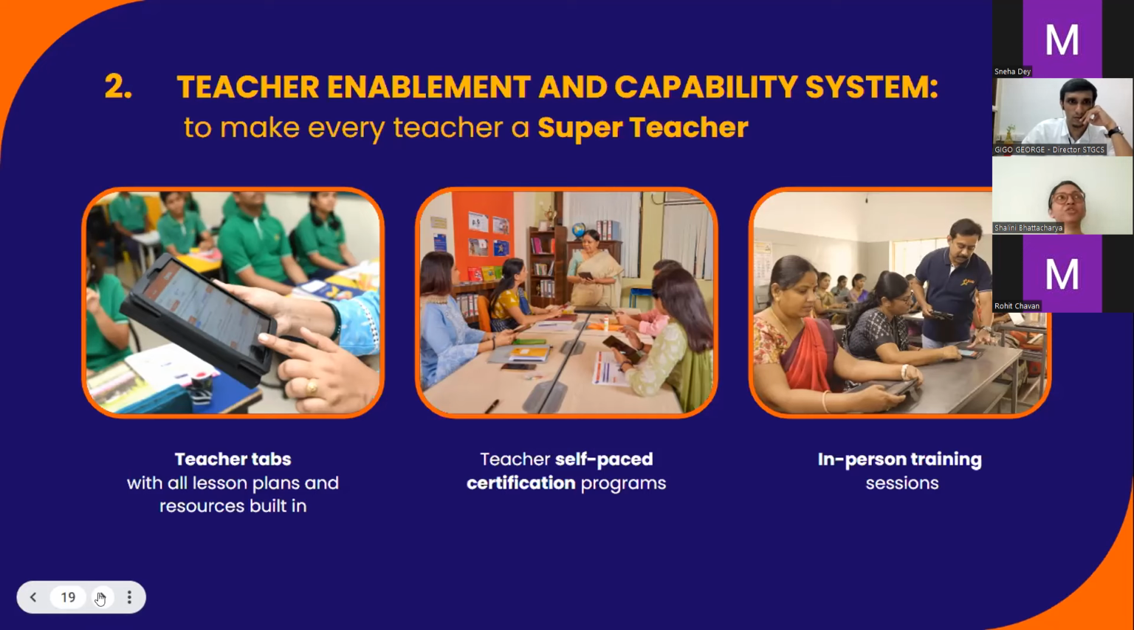First of all, we make sure we're saving teacher time. We offer preloaded content with lesson plans and resources built in on tabs for teachers. We offer both online and offline training and certification programs for teachers. And of course, we offer in-person training sessions where LEAD group staff will essentially sit in classrooms and help your teachers teach the best way. Everything that we're doing is also working in some way or fashion towards enabling and empowering teachers in every school.